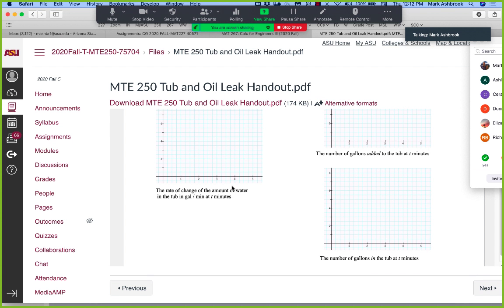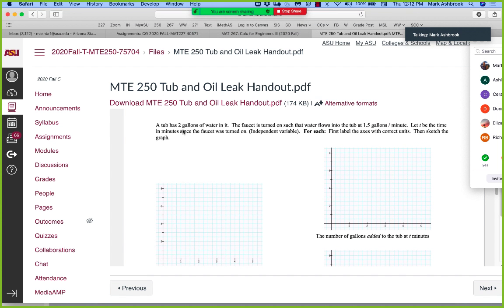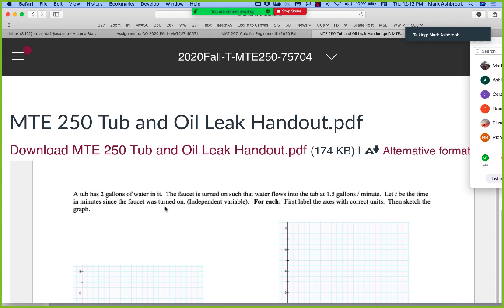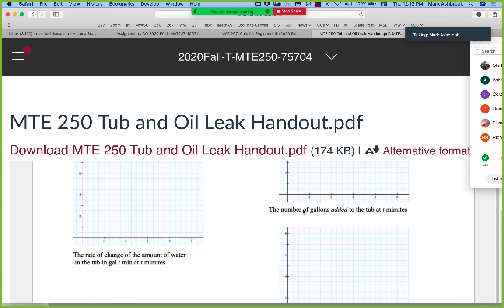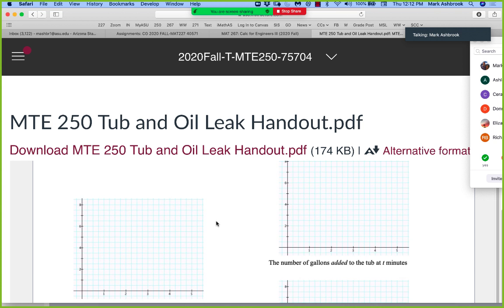Mine is loading here. So the first page has this context here. The tub has 2 gallons of water in it, and the faucet is turned on such that water flows into the tub at 1.5 gallons per minute. Let t be the time in minutes since the water was turned on. And for each, we want to label the axes with correct units and sketch the graph according to this setup. So read carefully.